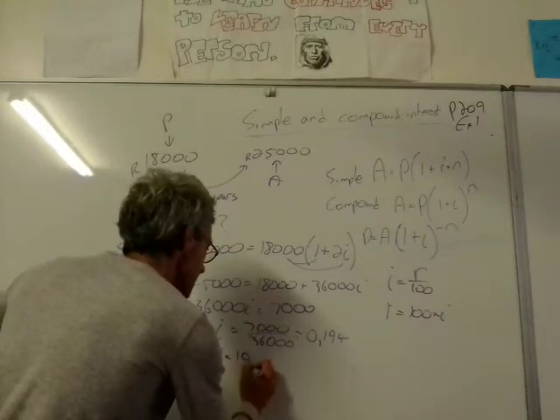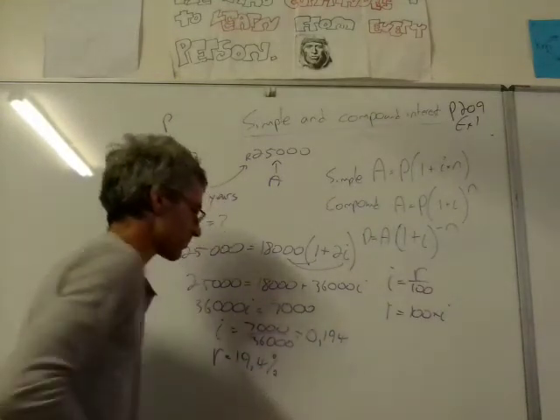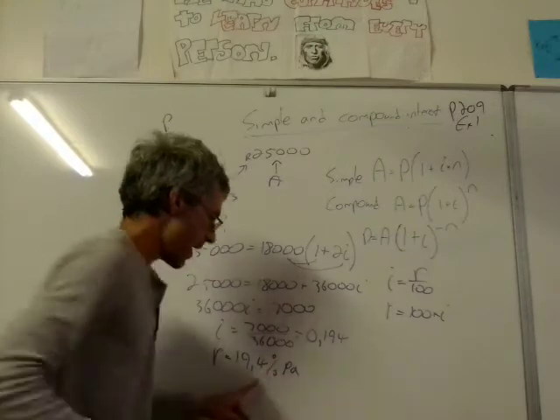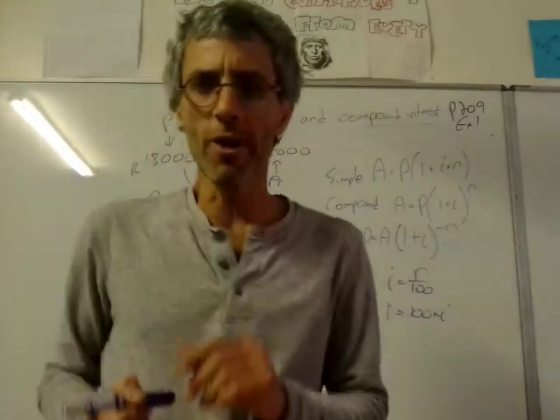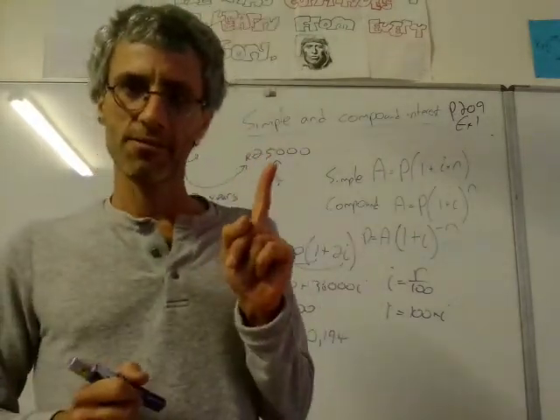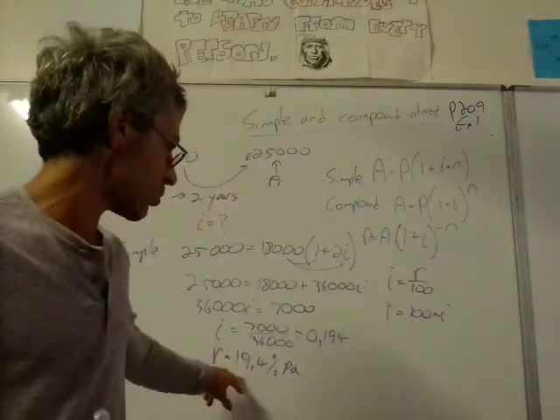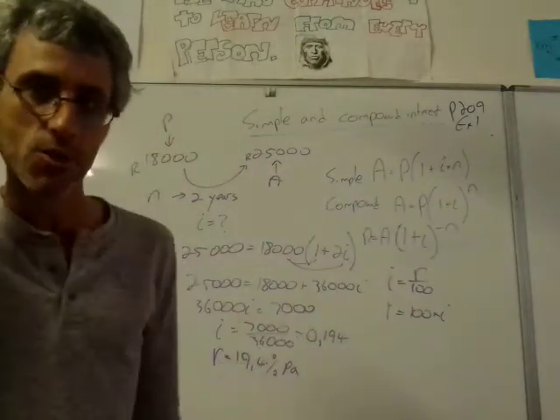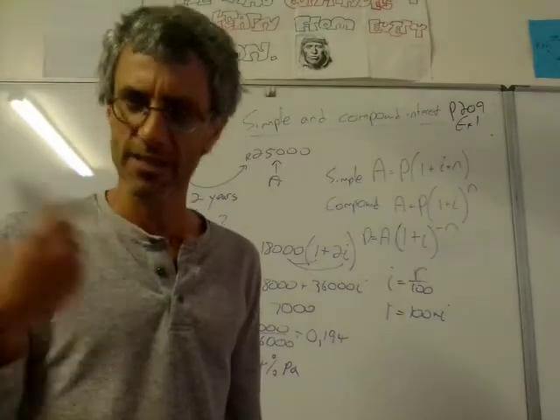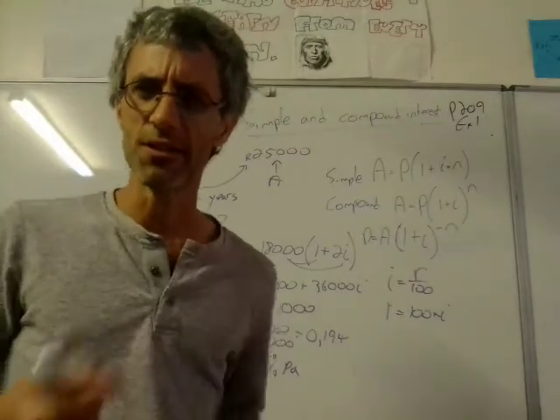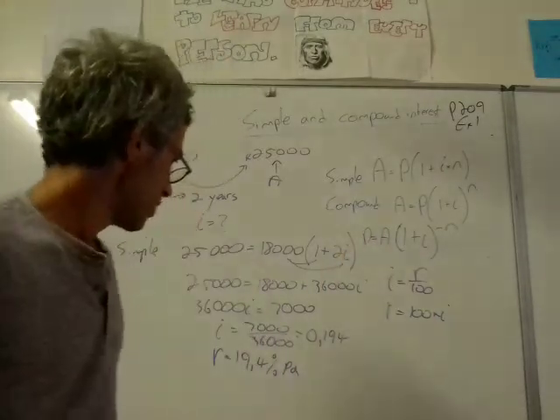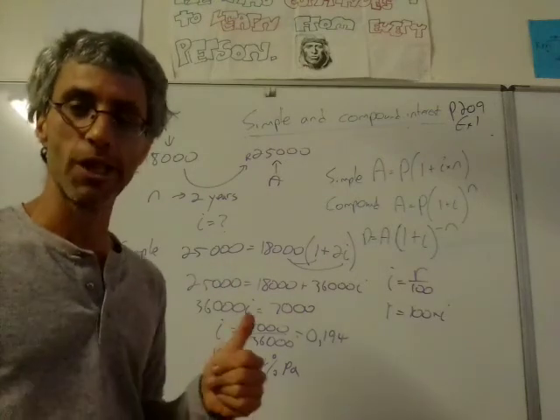And that's going to be 19.4% per annum. And interest we normally give to 1 decimal place, because really that should be 19.44444, but we give interest in 1 decimal place. That's the way it's done in normal day. So that's the answer for simple interest.